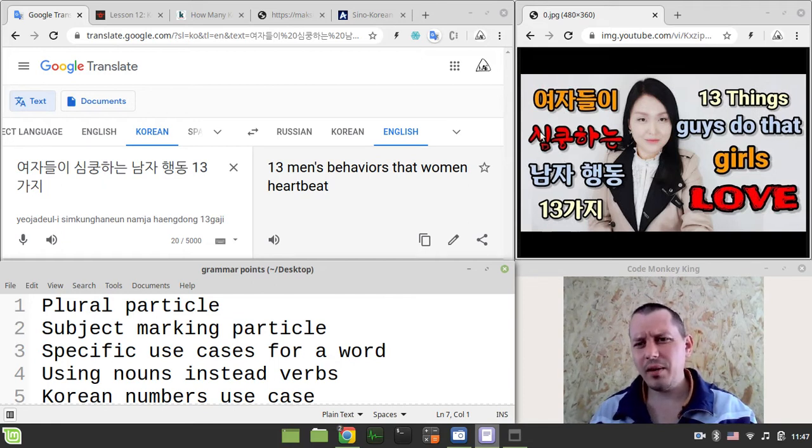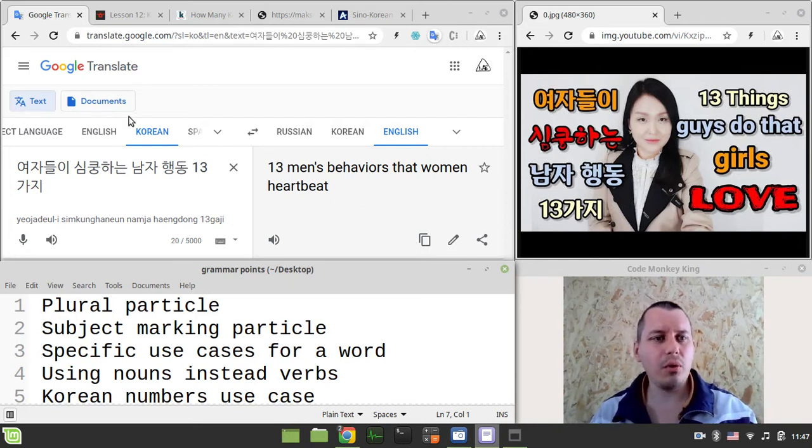And again, this little piece of text has blown my Korean grammar understanding away completely. And without further ado, let's actually start.